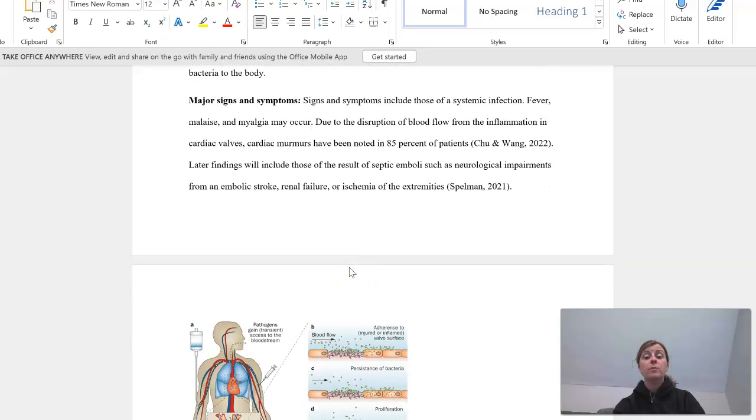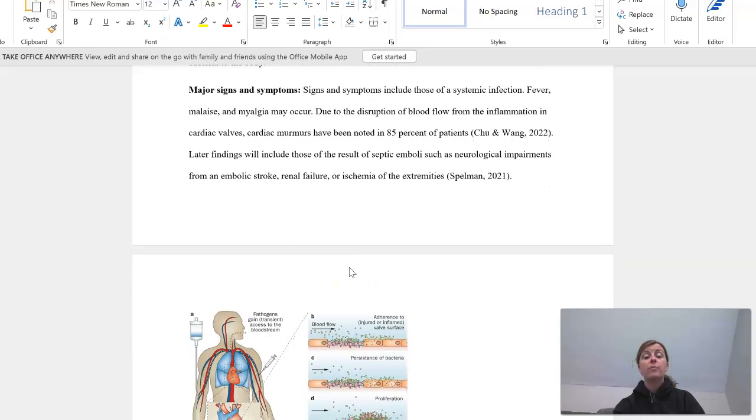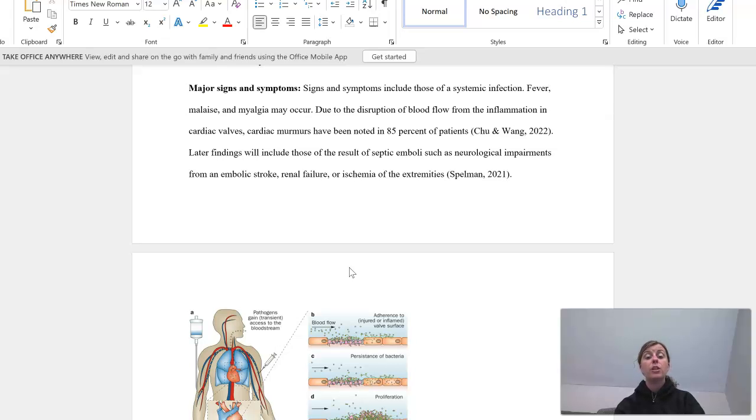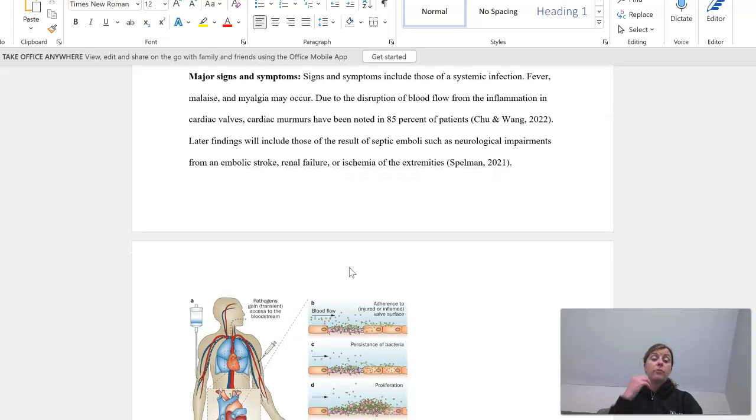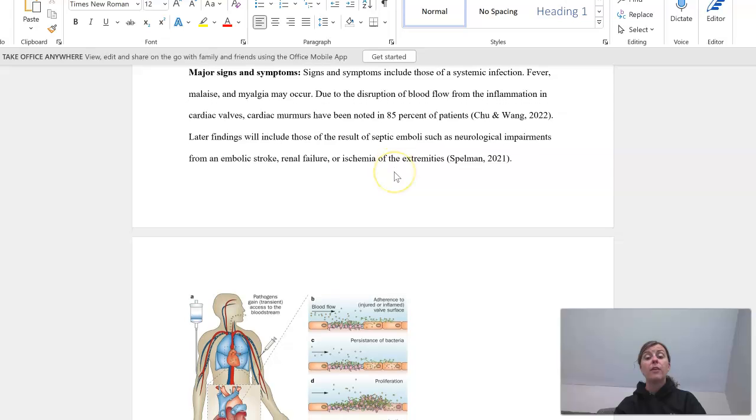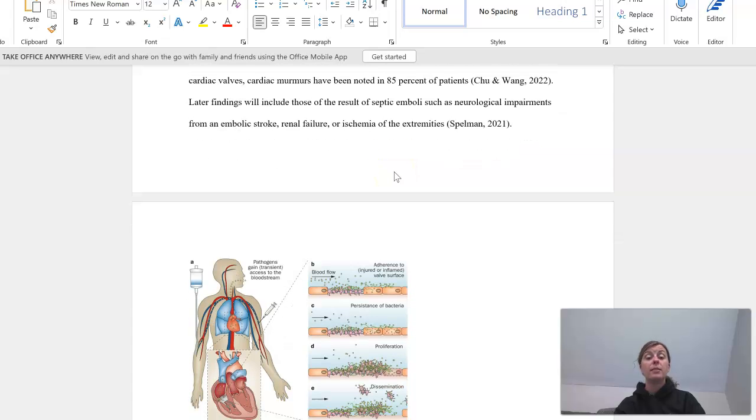So major signs and symptoms include those of a systemic infection. These patients will have fever, malaise, myalgia. Due to the disruption of blood flow because of the inflammation in the valves, the patients will have a cardiac murmur that will be auscultated, and that's noted in about 85% of patients suffering from endocarditis.